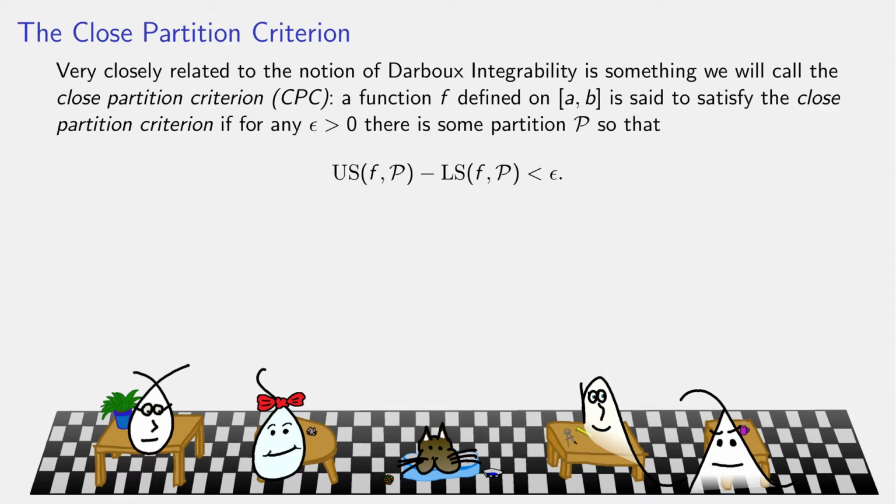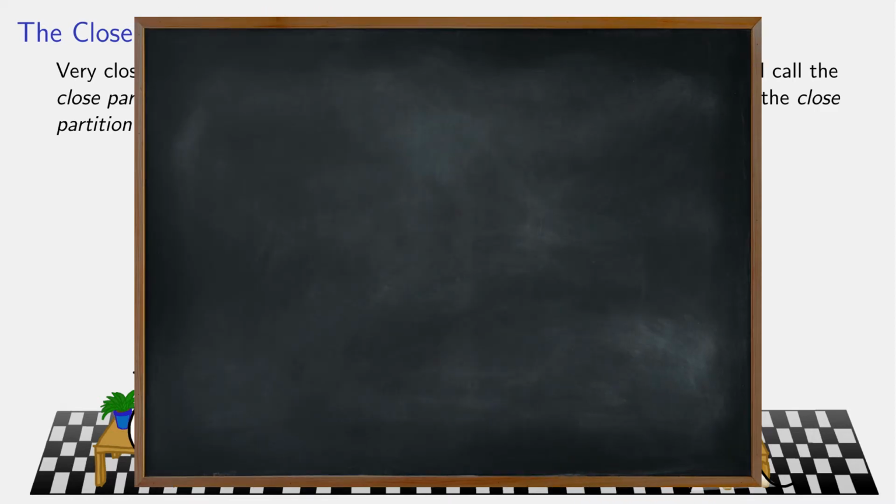What we're going to need is something that I refer to as the close partition criterion. Okay, so if we have a function defined on an interval, it's said to satisfy the close partition criterion, which I abbreviate as CPC, if for any epsilon there is a partition whose upper and lower sums only differ by less than epsilon. So for any epsilon, we can find a partition so that the upper and lower sums are extremely close in value. What would this look like?